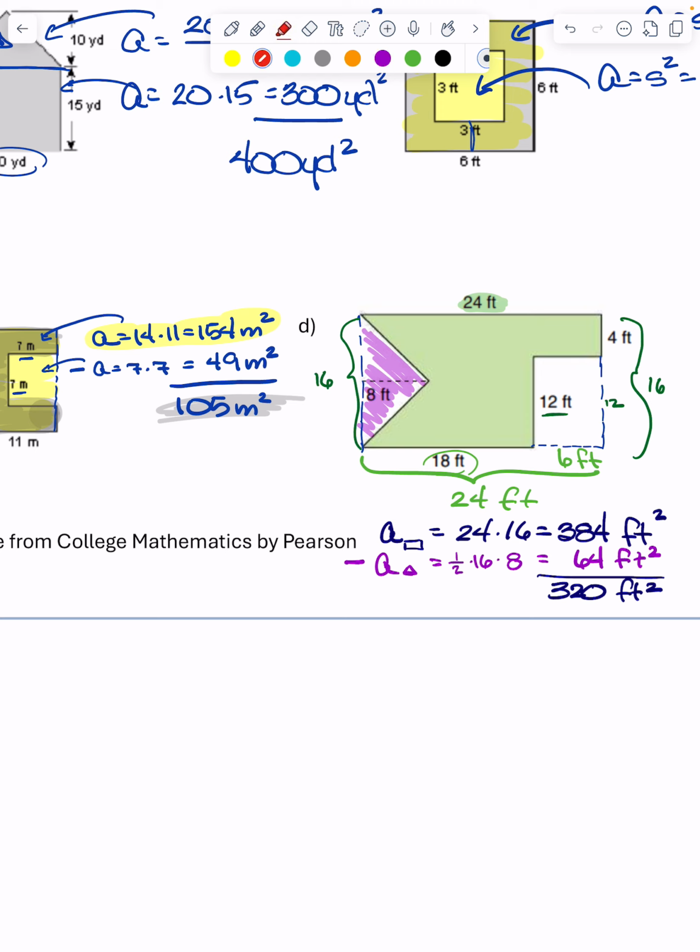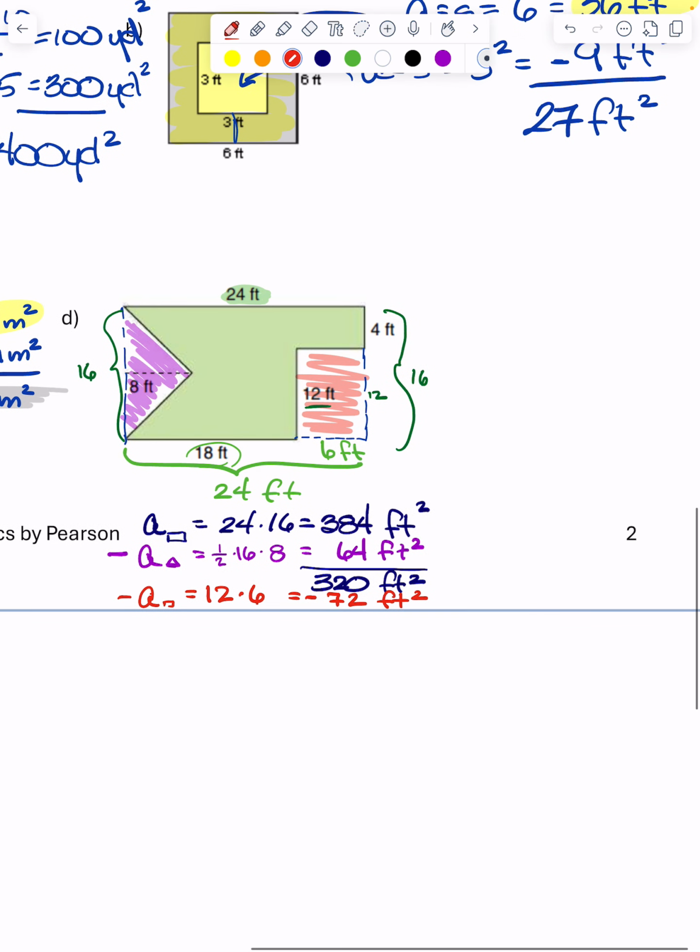Now I need to subtract out this rectangle. Area of the littler rectangle. And that area was 12 by 6, which is 72 square feet. I was hoping to get this all on one page, so I'm going to rewrite this over here.